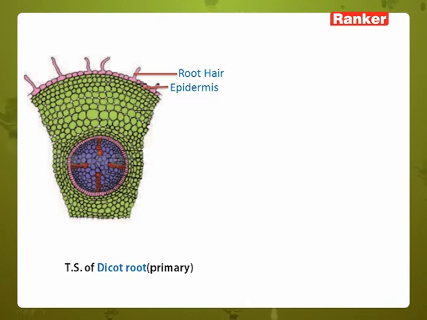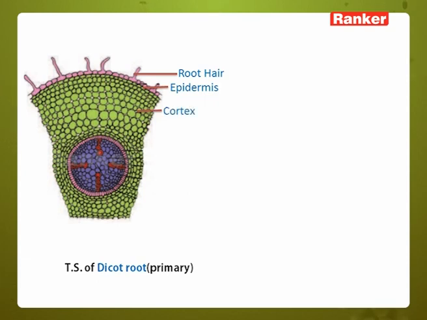The next layer to the epidermis, actually it is not there in the diagram, but the immediate next 2 to 3 layers just below the epidermis will be the exodermis. It is made of thick-walled cells, which are living cells containing protoplasmic content. These are normally seen in most monocot roots, dicot roots and gymnosperms. That layer is called the exodermis.